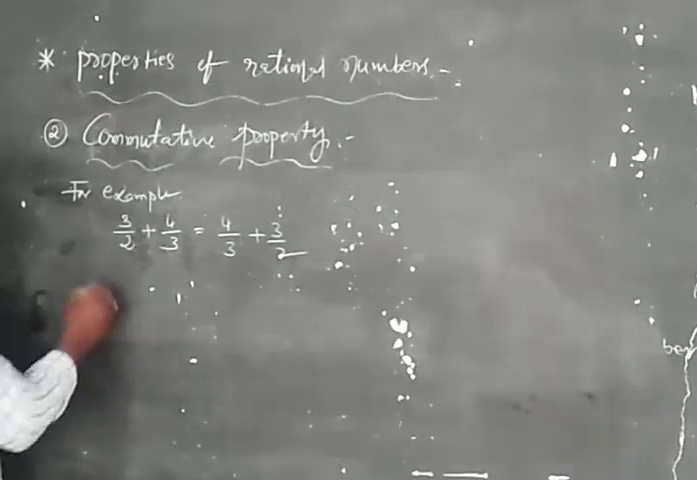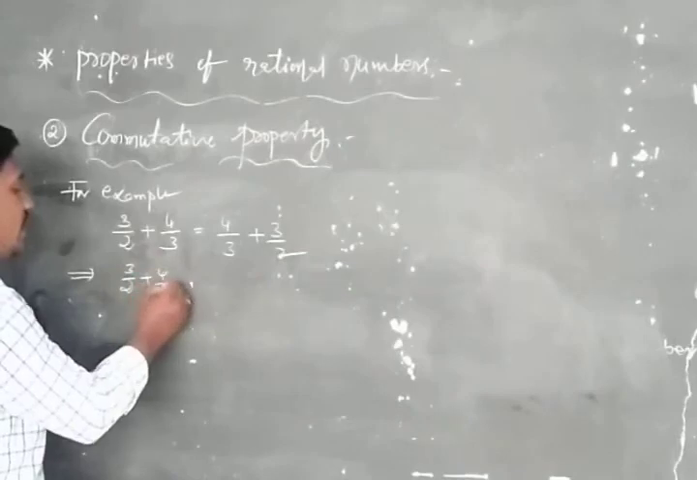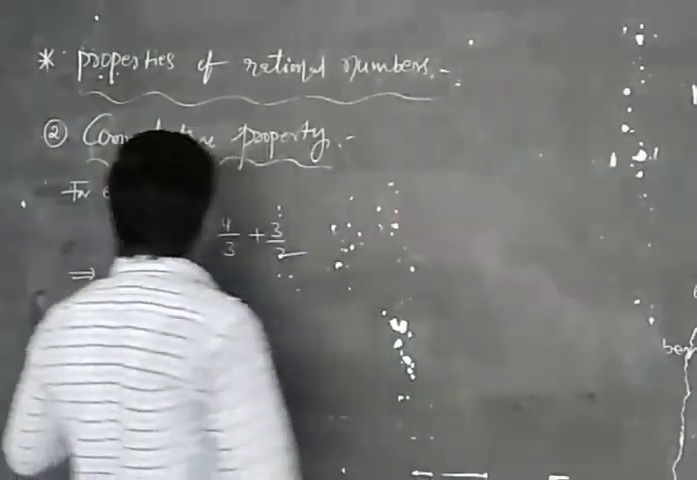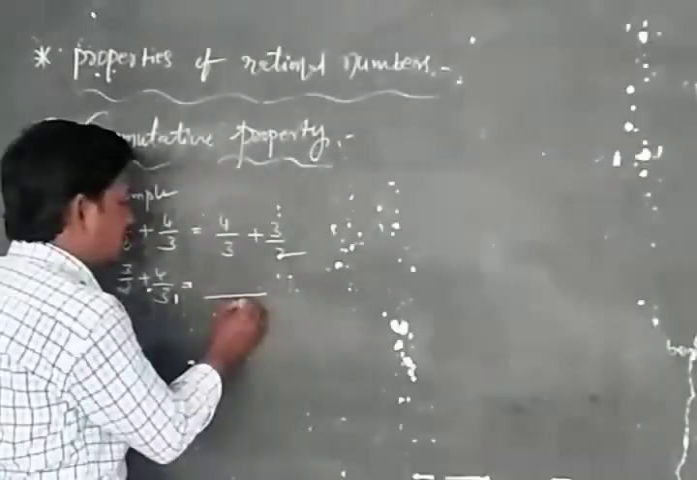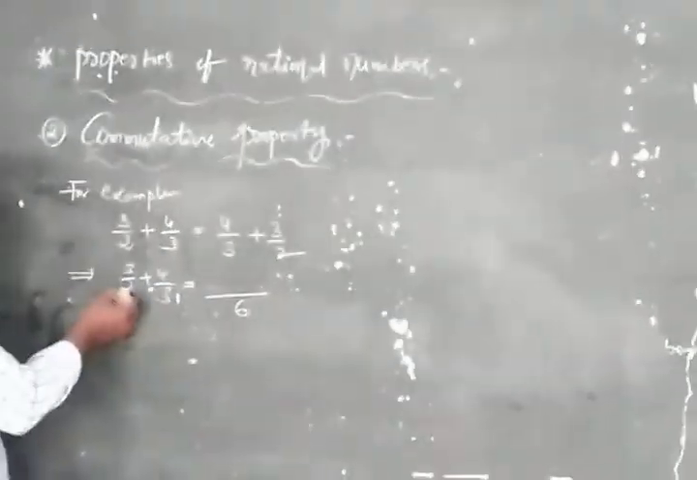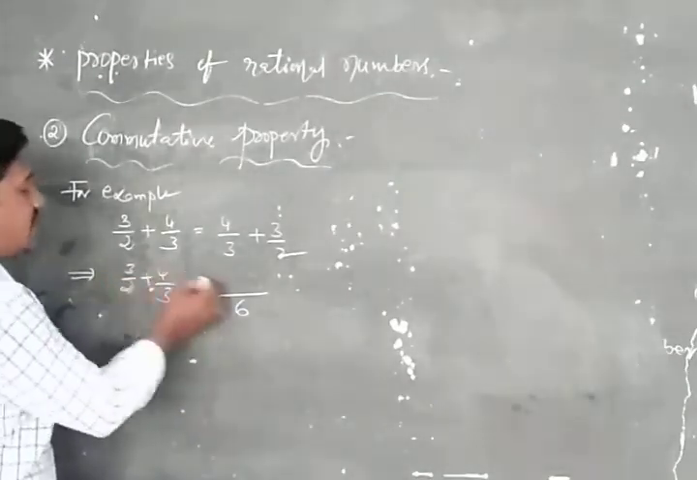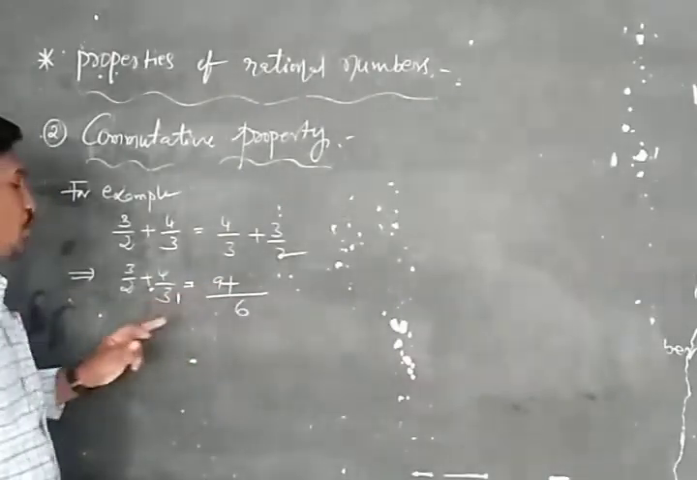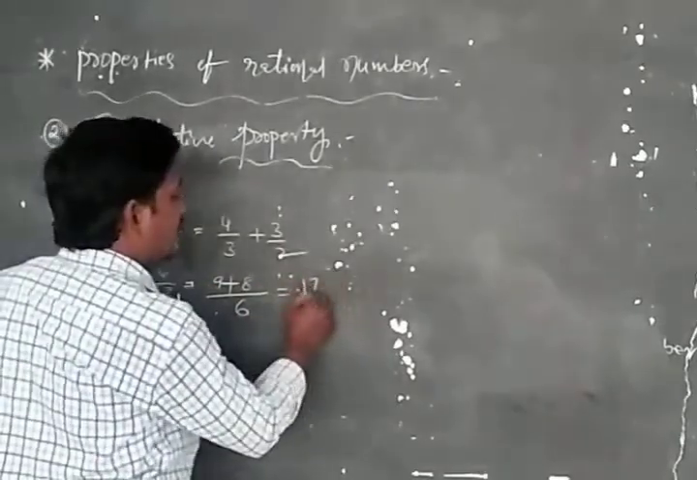Okay. Now 3/2 plus 4/3 equals... What is the LCM of 2 and 3? The LCM of 2 and 3 is 6. If 2 becomes 6, we have to multiply by 3. 3 3s are 9. If 3 becomes 6, we have to multiply by 2. 4 2s are 8. That means 17/6.